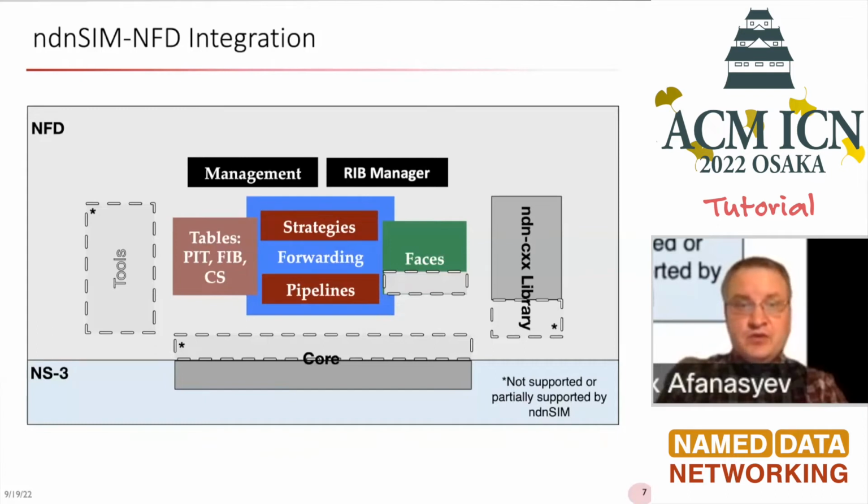But for the rest, all the forwarding strategies, all the forwarding pipelines, PIT, FIB, content store, and some measurement tables, all of this is available directly. You can even use the rib manager and all the management protocols if you like, though by default that is bypassed in basic scenarios. But in more complex scenarios, you can use those facilities as well.